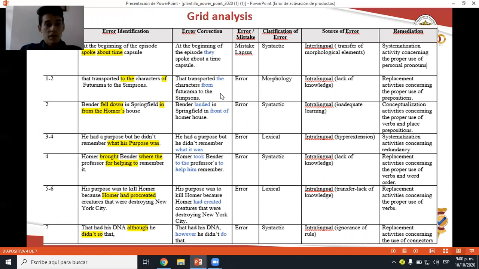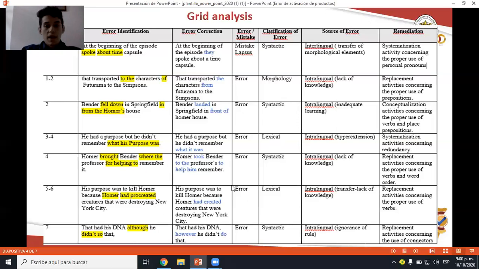Also, another one here, that he had a purpose, but he didn't remember what his purpose was. In this error correction that I did, it was supposed to be about redundancy. So I classified it as a lexical error because they tend to write the same sentences since they don't have a really great vocabulary. So I propose a remediation activity as systematization concerning redundancy.